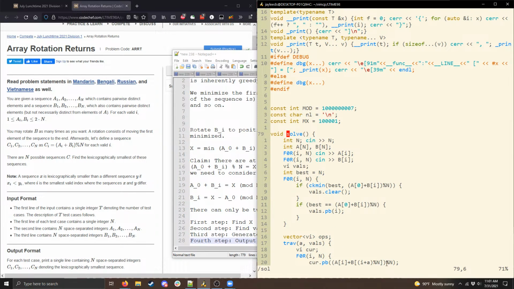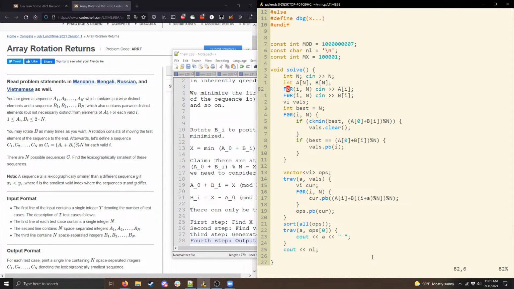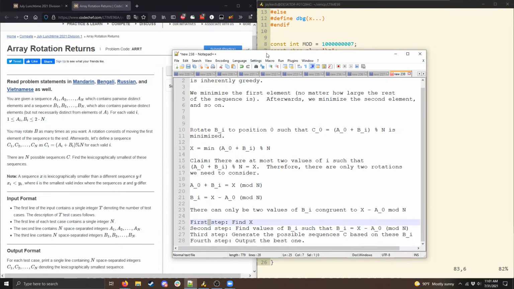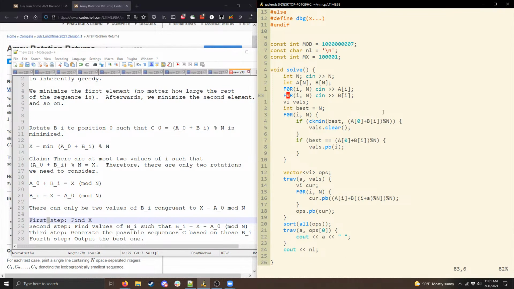Okay, so what I do here is I read in A and B, and I store this array, and then I'm going to do these first 2 steps kind of in parallel. So what I do is I'm letting best be the value of x, and I'm letting vals be the positions in B that generate x.